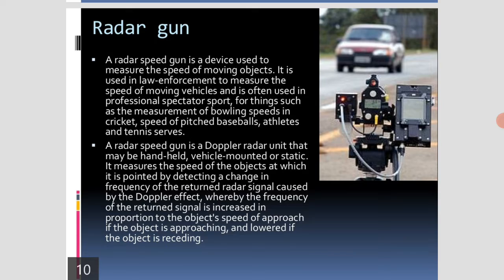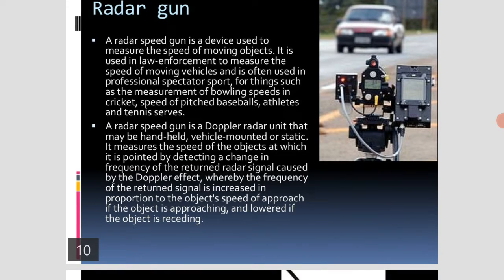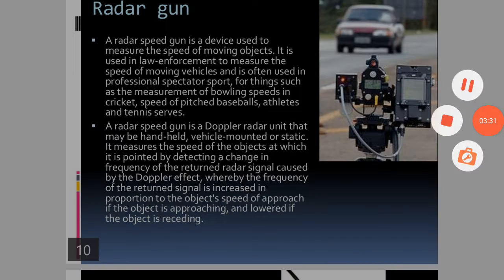It measures the speed of the objects at which it is pointed by detecting a change in frequency of the return radar signal caused by the Doppler effect, whereby the frequency of the return signal is increased in proportion to the object's speed of approach if the object is approaching, and lowered if the object is receding.